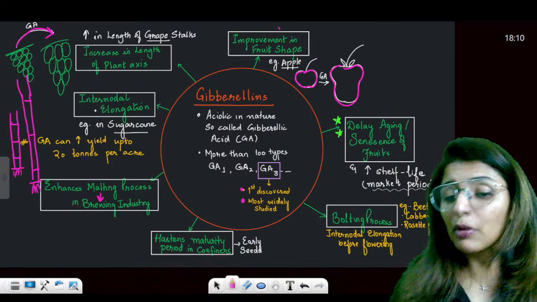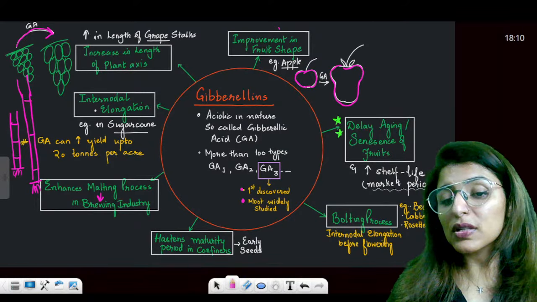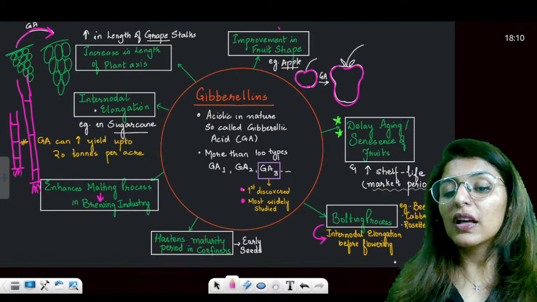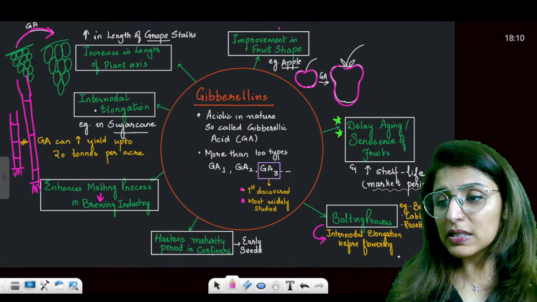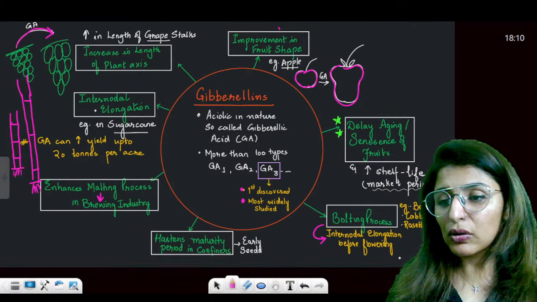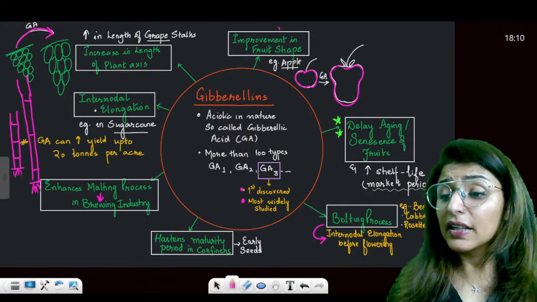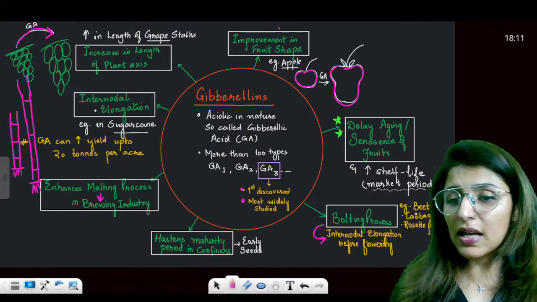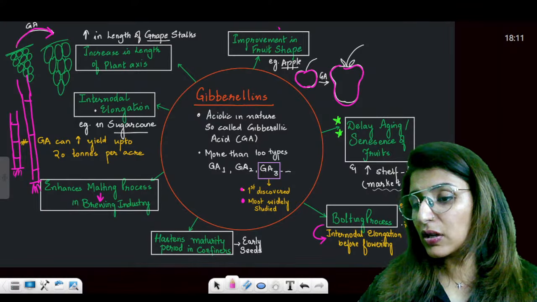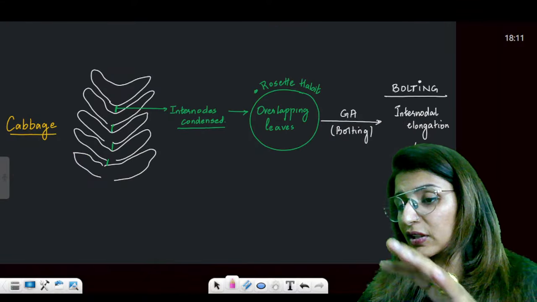And then talking about the bolting process. What is the bolting process? Internodal elongation before flowering is called the bolting process. Are these points clear to all? Please let me know. Yes or no? And the examples of the bolting process are beetroot, cabbage, and rosette plants. Are these points clear to everyone?